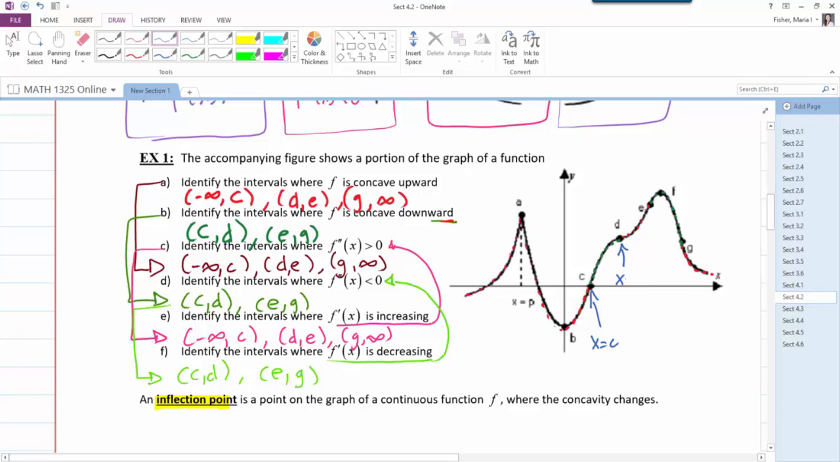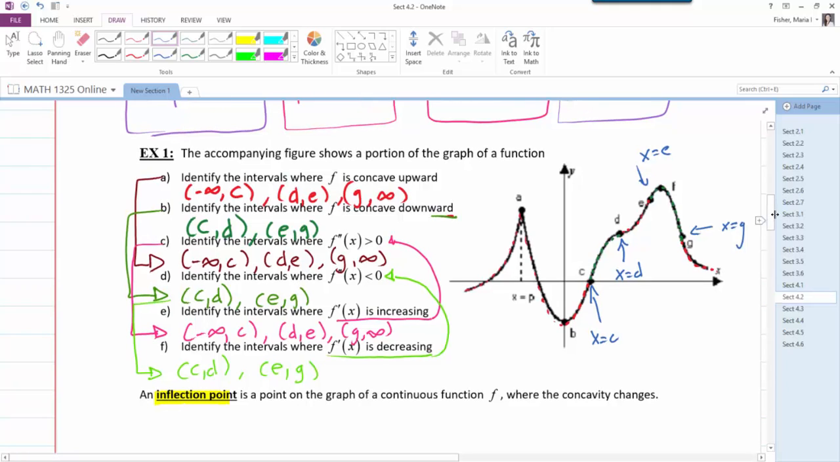Also at the point x equals d because we go from being concave down to up. And also at the point x equals e because we go from being concave up to down. And finally, at the point x equals g, because again, we go from being concave down to concave up. So anytime your concavity changes, you are going to have an inflection point.